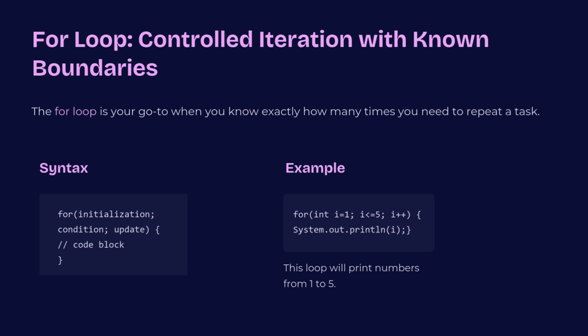For loop. The for loop is best when we already know the number of times we want to repeat something. It has three parts: initialization, condition, and update. For example, if we want to print numbers from 1 to 5, we can use a simple for loop. The initialization sets the starting point, the condition checks if the loop should continue, and the update moves us forward each time. This makes the for loop perfect for controlled iteration with fixed boundaries.